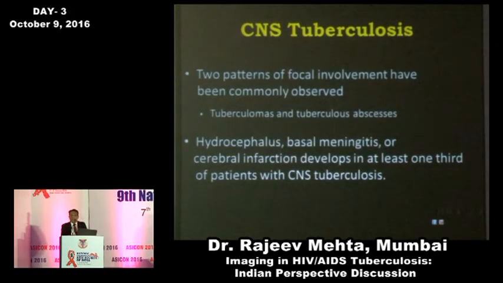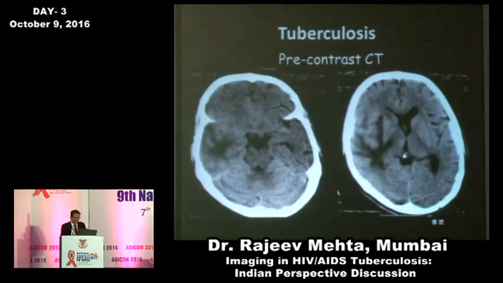Two focal patterns have been clearly seen. In CNS tuberculosis, you see either parenchymal involvement or meningeal involvement. If it's parenchymal involvement, you see the tuberculoma or tubercle abscesses. But in one-third of patients, you can see hydrocephalus, basal meningitis, and cerebral infarction secondary to vasculitis. This is what we commonly encounter in TB meningitis patients.